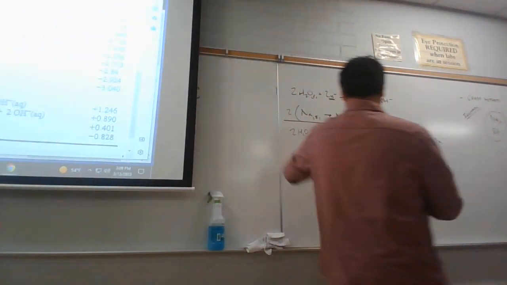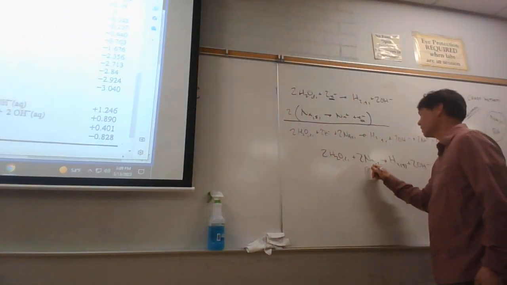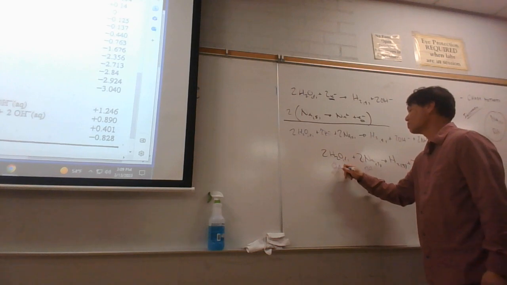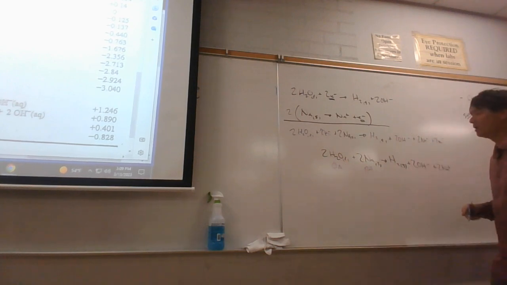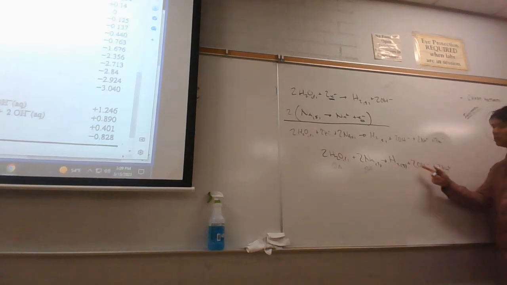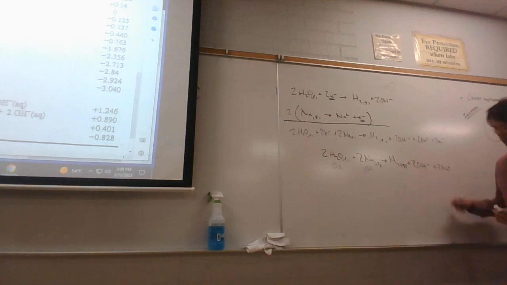Sodium is our reducer. Sodium is losing electrons. That's our reducing agent. So what we want to do is go from stronger to weaker. But how do I assign these? What's the oxidizer? What's the reducer for the products?